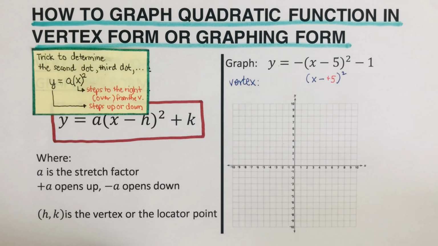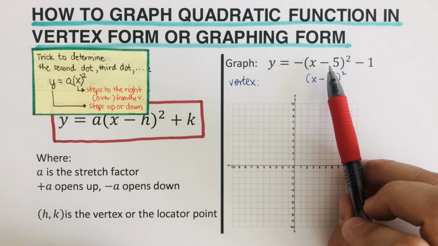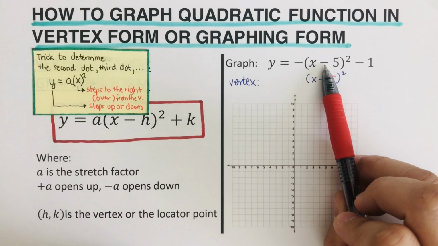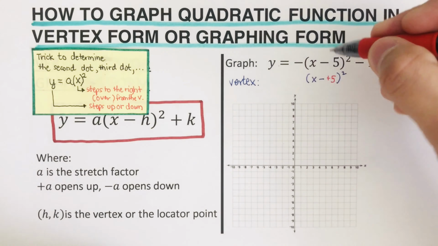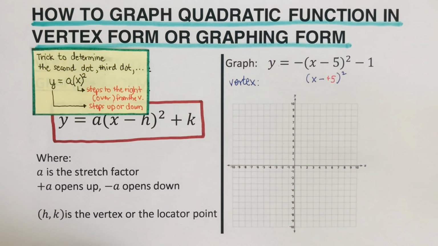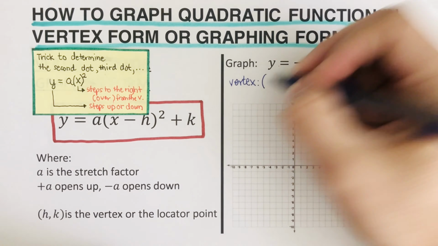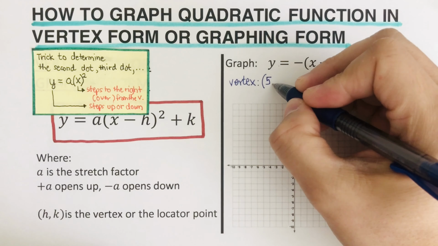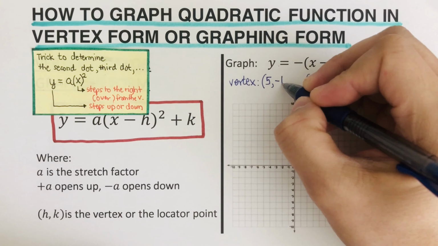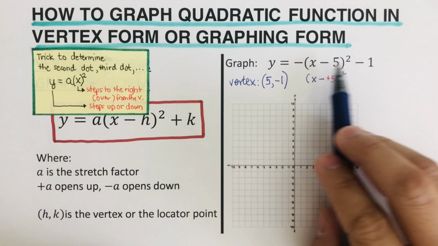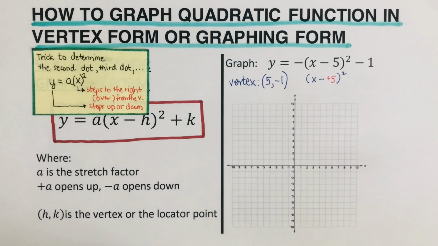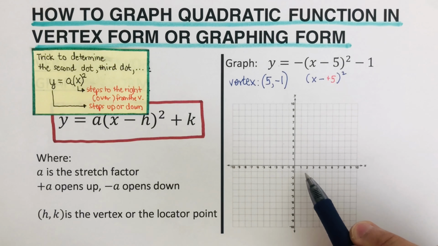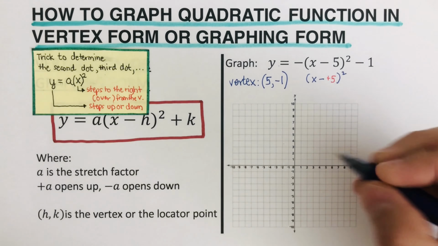Now I'll give you a trick. The fastest way is, whatever the sign of this one, just flip it. You switch the sign and that would be the h. So in this case, our vertex is 5 and our k, we keep, so that would be 5 and negative 1. So switch and keep. That's the trick right there. We're now ready to put the dot. That would be the vertex, 5 and negative 1. So that's going to be 5 right here and negative 1.